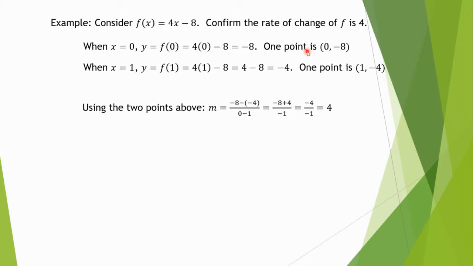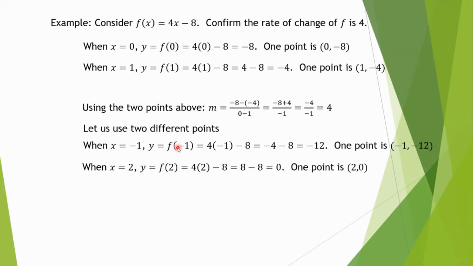Okay, that's good. But just to illustrate what I'm saying, let's use 2 different points. So again, we're really just calculating slope, which is the same as rate of change. So that's what's happening here. Same idea. We get 2 different points. When x is -1, we get -12. That's just by direct calculation. When x is 2, our output f of 2 turns out to be 0. So let's get the slope, the rate of change. And we get 4. Okay, good.